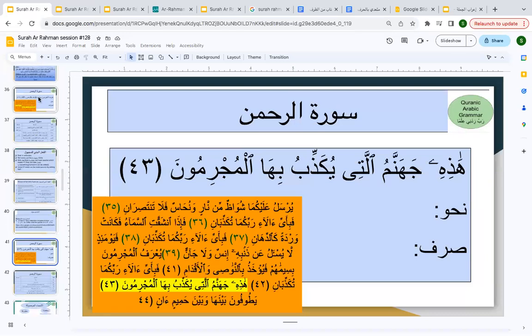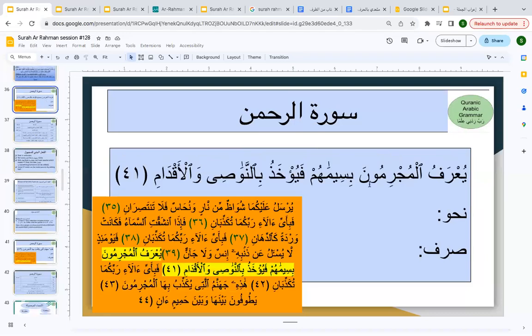When I talk about these two sentences, yu'raf al-mujrimuna bisimahum, was this a new beginning? Yes, Sister Ambreen, barakallahu feek. Yu'raf al-mujrimuna. What do you think? Is it a new beginning? When we were looking at yawma la yus'alu 'an dhanbihi insun wala jann, people will not be asked. It's kind of a new beginning.